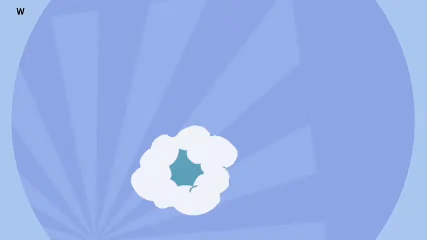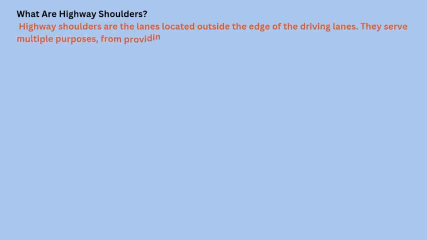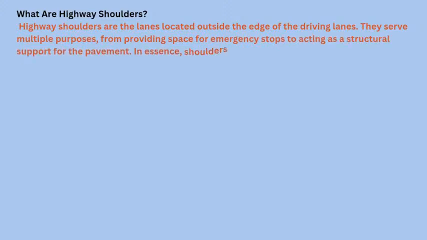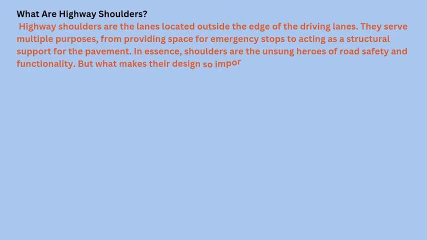What are highway shoulders? Highway shoulders are the lanes located outside the edge of the driving lanes. They serve multiple purposes, from providing space for emergency stops to acting as a structural support for the pavement. In essence, shoulders are the unsung heroes of road safety and functionality. But what makes their designs so important? The answer lies in their ability to balance safety, usability, and structural integrity.